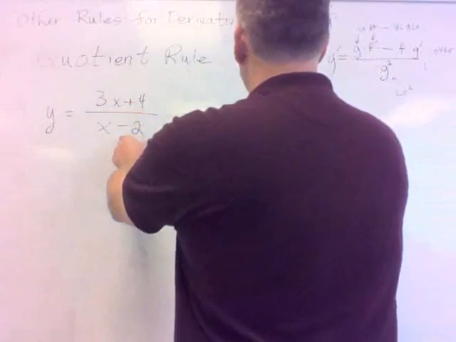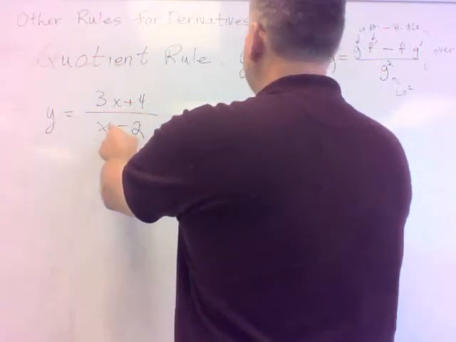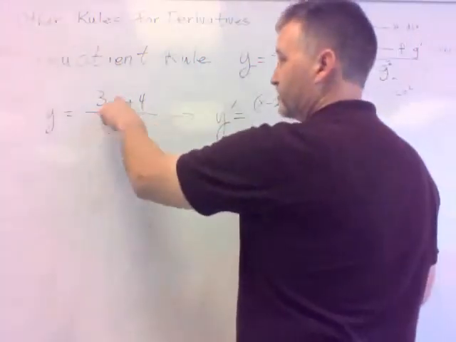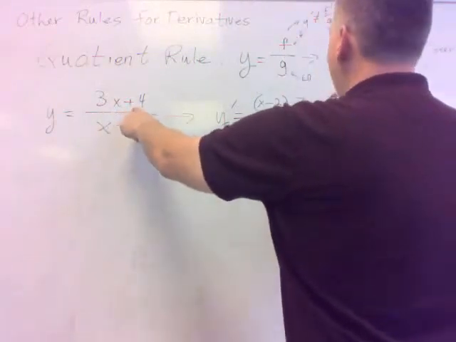All right, so I take the low, x minus 2, times d of the high. What's d of the high? 3x plus 4. The derivative of that would be just 3, isn't it? The derivative of 3x is 3, the derivative of 4 is 0. So d of the high is just 3.